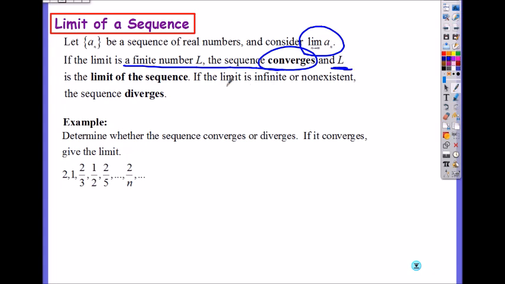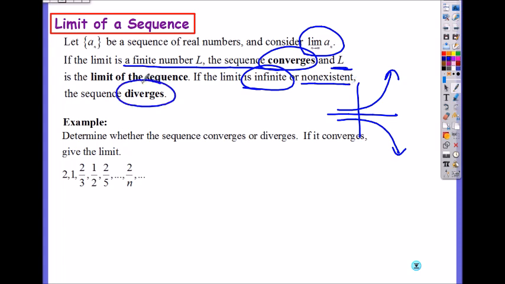And if the limit is infinite, meaning what? If it goes to positive infinity or negative infinity, then it does not exist, and we can say it diverges. So let me give you a few examples.